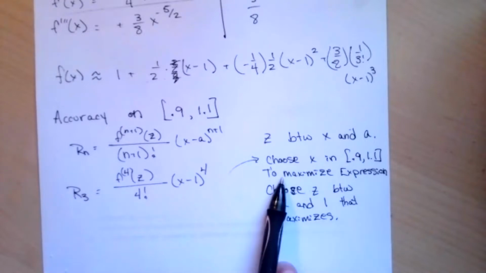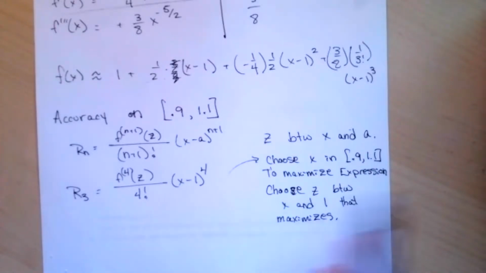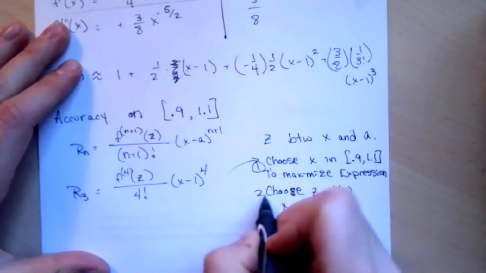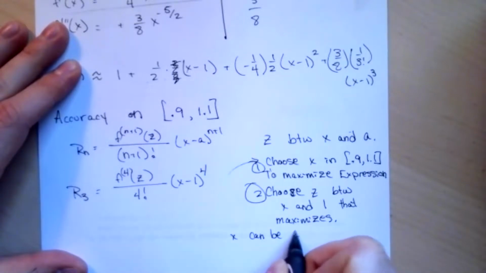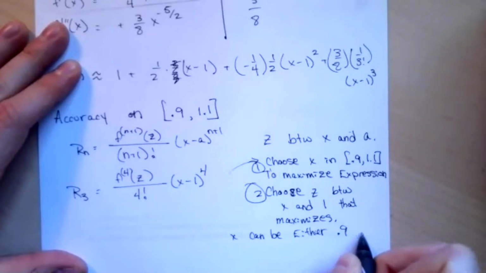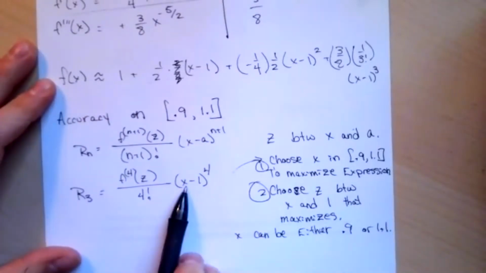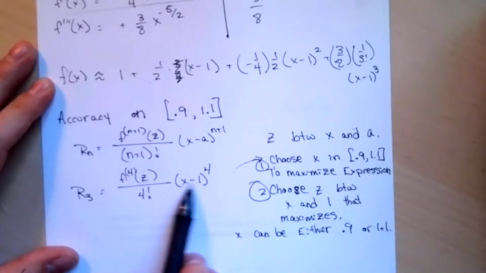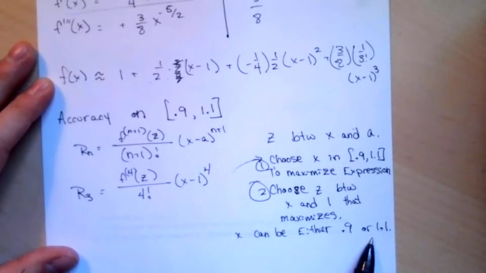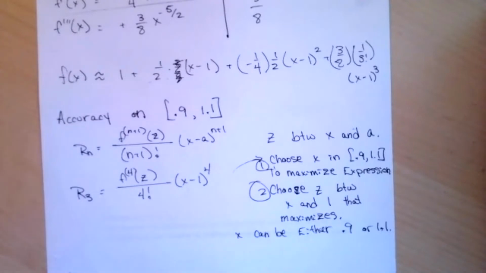So at least with x, the x that's going to maximize the expression only depends on x minus 1. So our x can be either 0.9 or 1.1 because we're taking x minus 1 to the 4th. So how do we maximize that? Well, the biggest distance x is going to be from 1 is going to be 0.1 at either endpoint. Doesn't matter. And when I raise 0.1 to the 4th, that'll be the maximum amount of error.